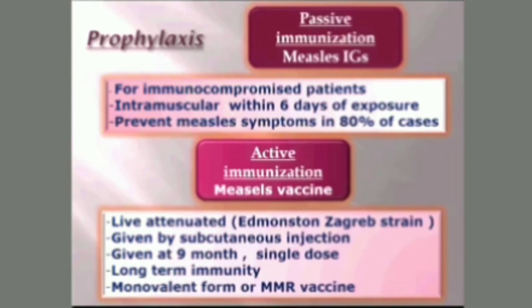And the active vaccine is a live attenuated vaccine. It is given by subcutaneous injection. It is given at 9 months of age, and a single dose is sufficient. It provides lifelong immunity, and it is available either in a monovalent form or along with the MMR, that is, measles, mumps, and rubella.